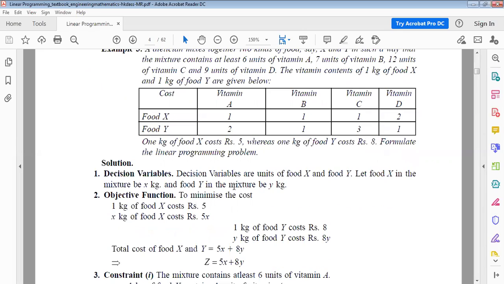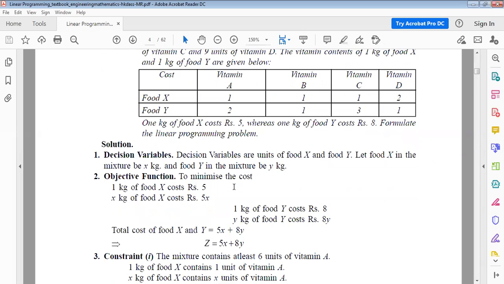We have to minimize the cost. Now we have to declare the decision variables. Let us consider the units of food X and of food Y. Let the food X in the mixture be X kg. That means X kg needed. Capital X food will be needed how many kg? X kg, and capital Y food will be needed how many kg? Y kg.